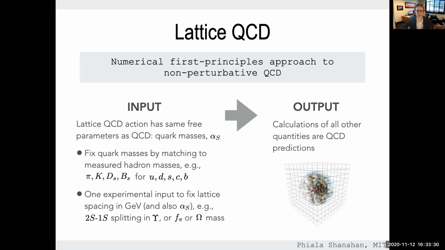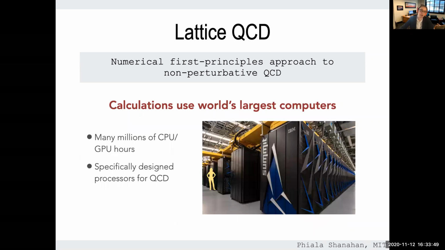And once those are fixed by matching to some of the measured hadron masses, and with one additional experimental input to fix the lattice spacing or the strong coupling, then everything else, from the details of the structure of the proton to the structure and interactions of nuclei, are predictions from the theory. There's no additional modeling.